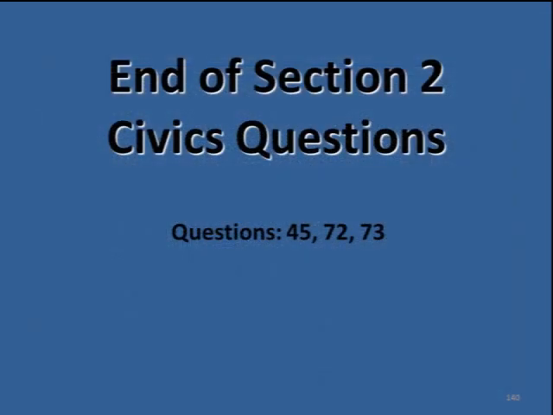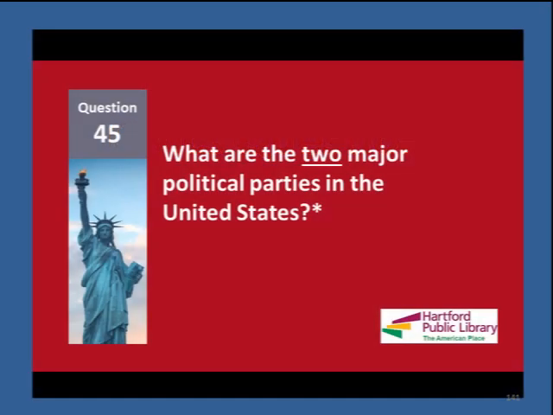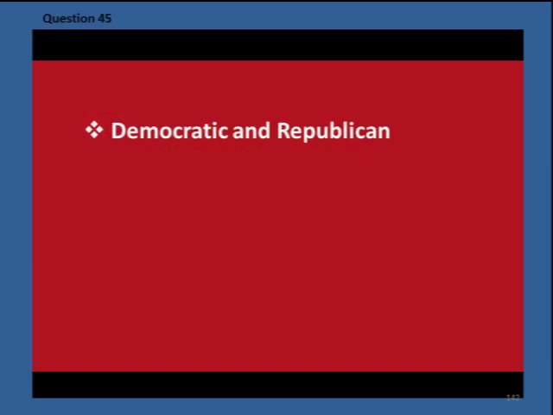This is the end of Section 2. We will now practice the related civics questions. Question 45. What are the 2 major political parties in the United States? The Democratic and Republican parties. The 2 major political parties in the United States are the Democratic and Republican parties.